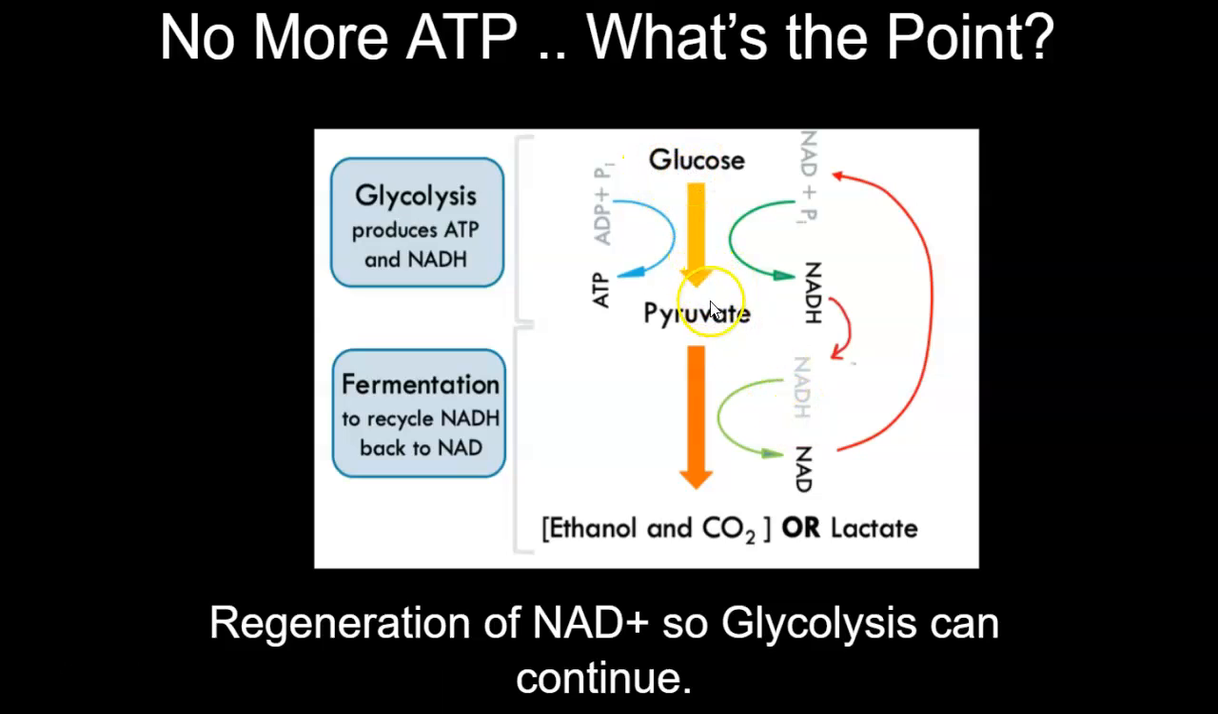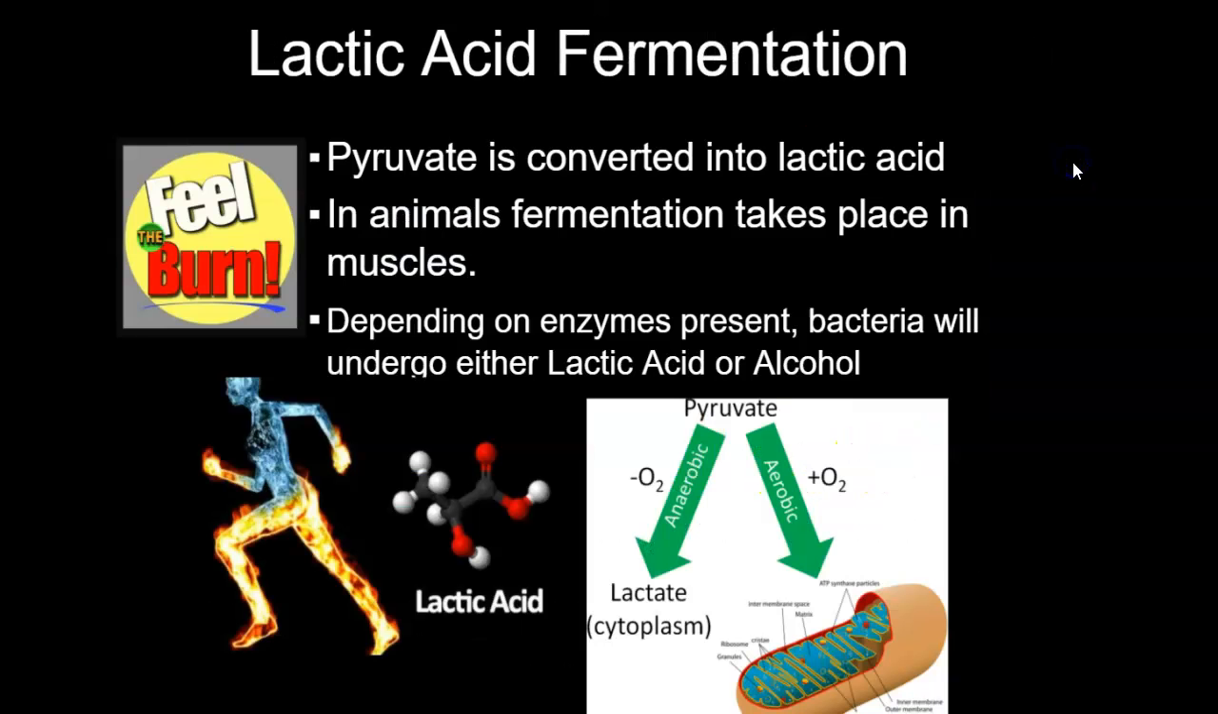So glucose to pyruvate uses ATP, but it makes ATP, and it takes your NAD+ and makes NADH. So I'm going to need to keep using ATP to keep this process going, so it kind of fuels itself. But if I run out of NAD+, glycolysis will cease to continue. So the whole purpose of fermentation is to recycle that NAD+ for glycolysis.